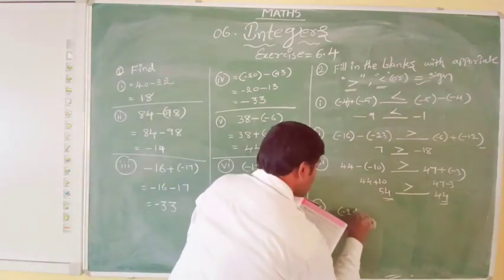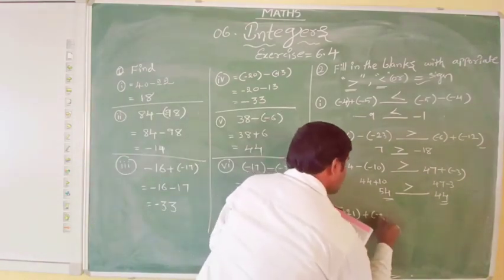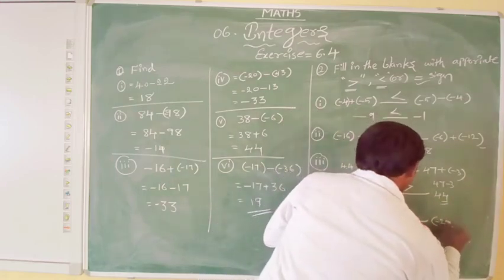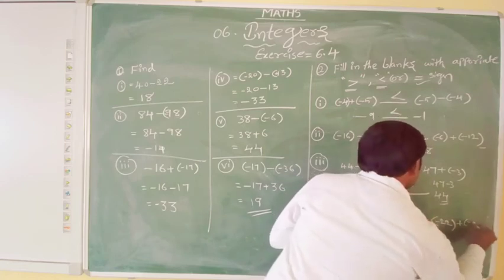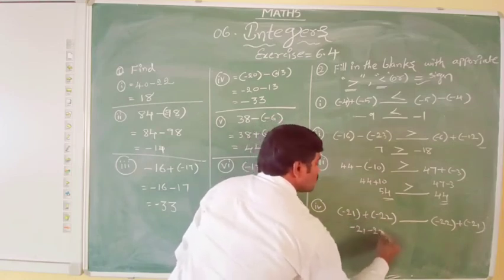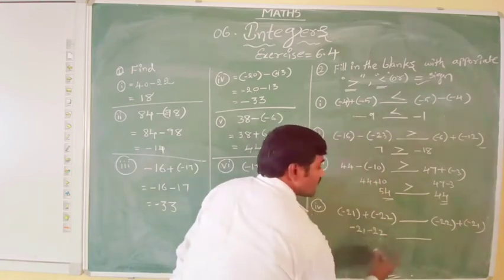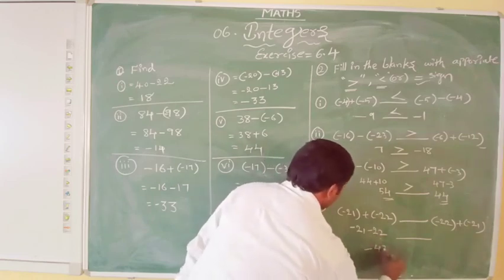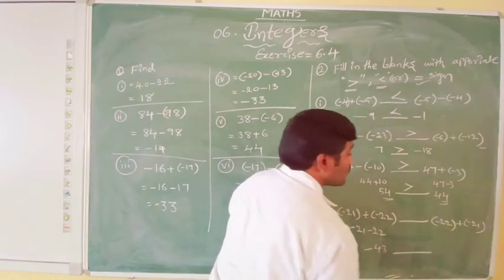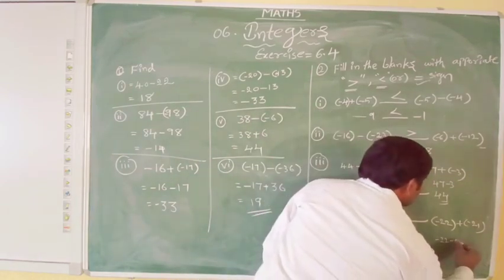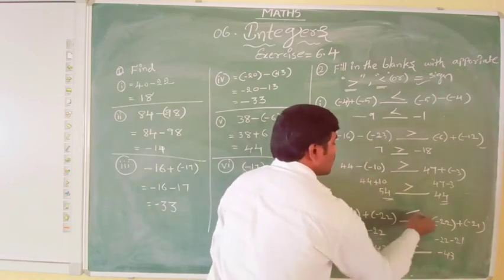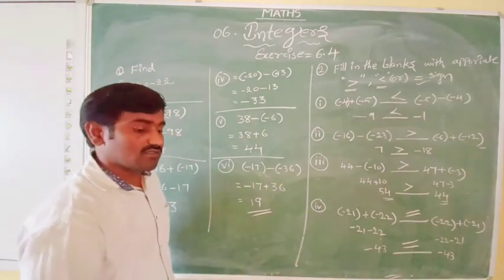Minus 21 plus of minus 22, which is minus 22 plus of minus 20. See here minus 21 plus into minus, minus 22. Here minus 21 minus 22, that is minus 43. Let's see, minus 43. And here minus 22 minus 21, that is minus 43 again. Minus 43, minus 43, both are equal. So these are the symbols we can use.